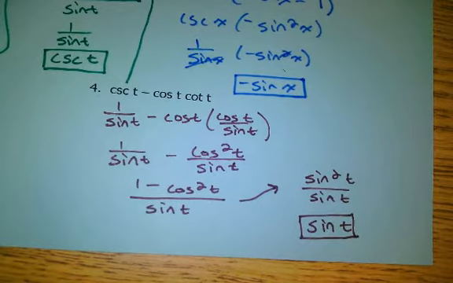Okay, so you're stuck again. Just change everything to sine and cosine. Combine it. Make it into 1 fraction, Pythagorean identity, and then just simplify and bam, sine of t.